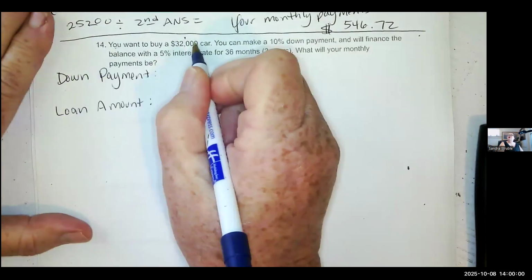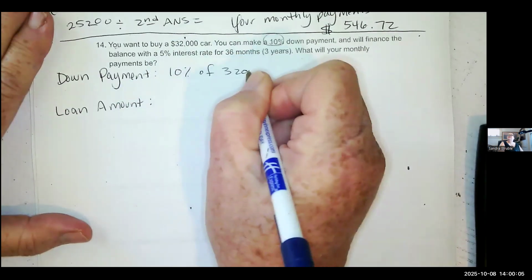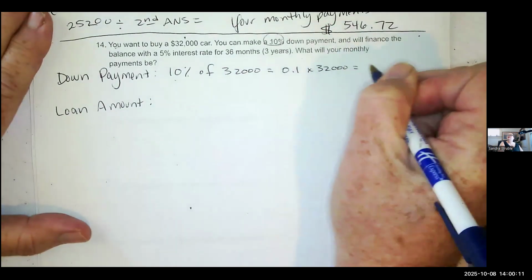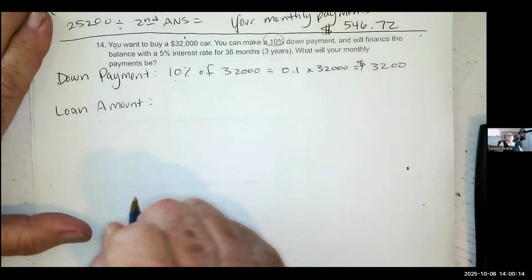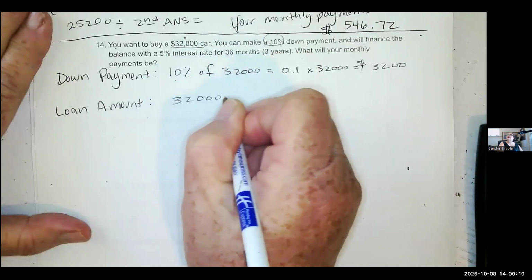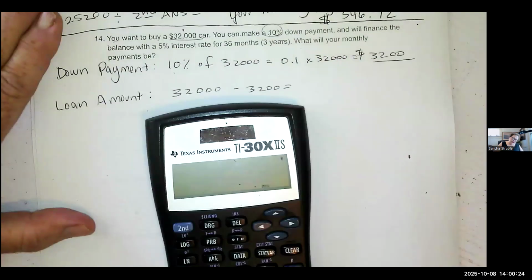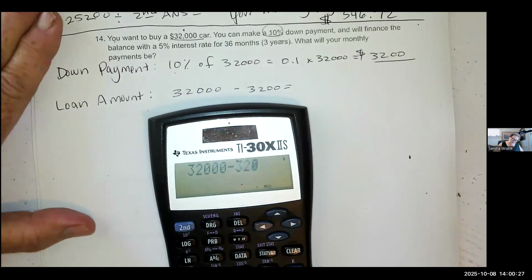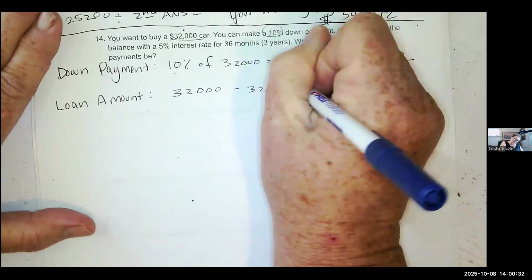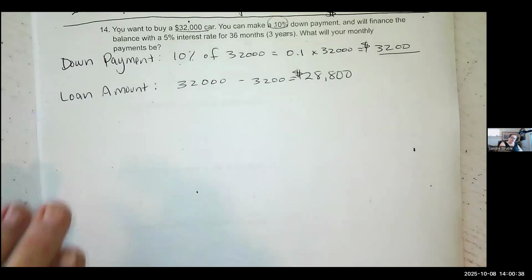We want to buy a $32,000 car and you want to make a 10% down payment. So 10% of 32,000 means you have to do 0.1 times 32,000, which is $3,200. There's your down payment. The loan amount is the $32,000 for the car minus the $3,200. So the amount you're going to borrow from the bank is $28,800. Now, if you got that correct, that's going to be your loan amount.